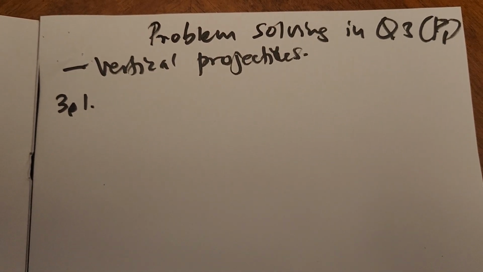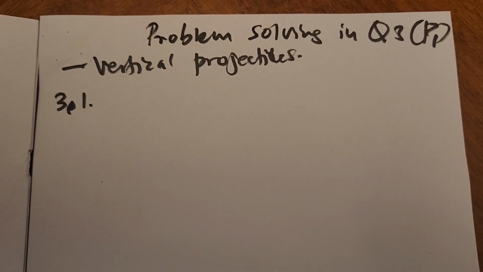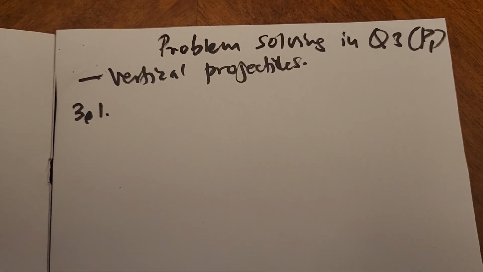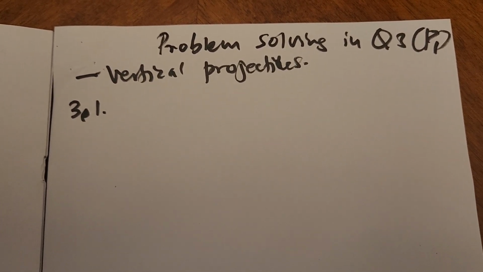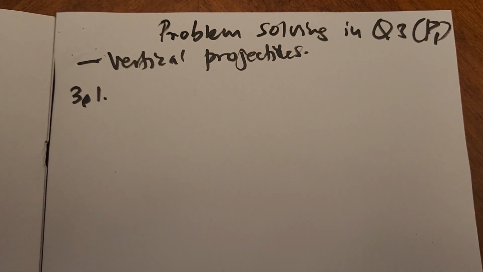One of the sections that gives learners more marks, only if well interpreted, is vertical projectiles. Let's look at the problem solving. This question is normally question number 3 in a normal Paper 1 question paper.